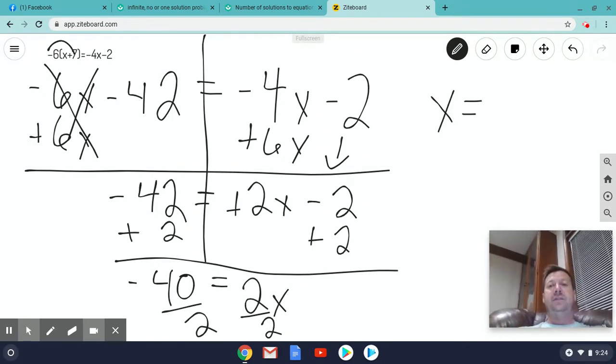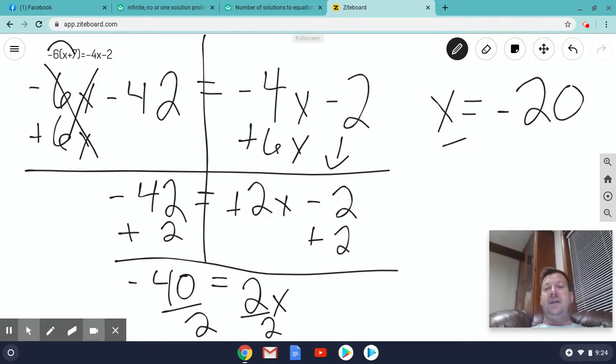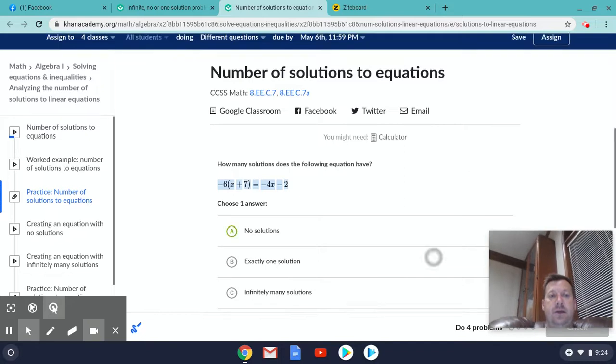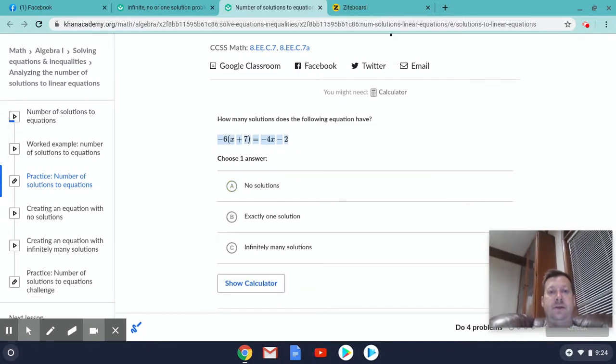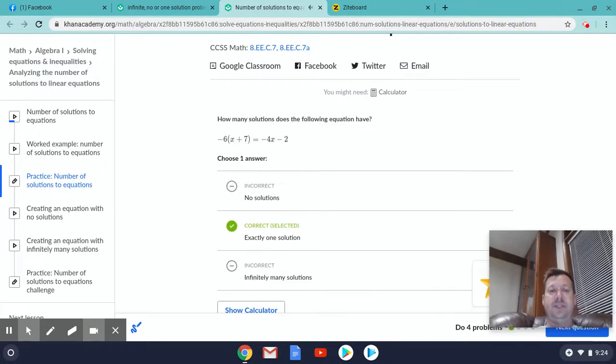X equals -20. Notice that I have an x right here and an answer over here. That means that x has one value, so my answer is going to be one solution. So I jump right here and I click on exactly one solution. Click check. Yay, we're right. And I move on.